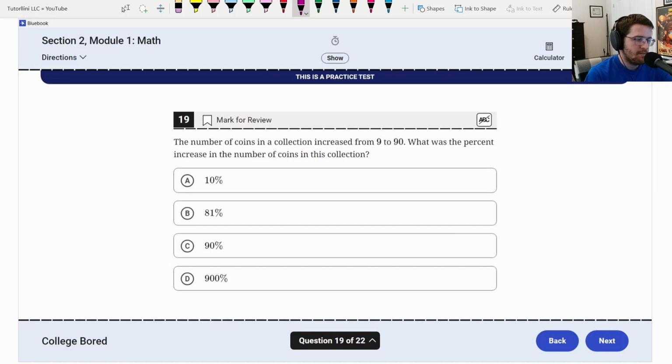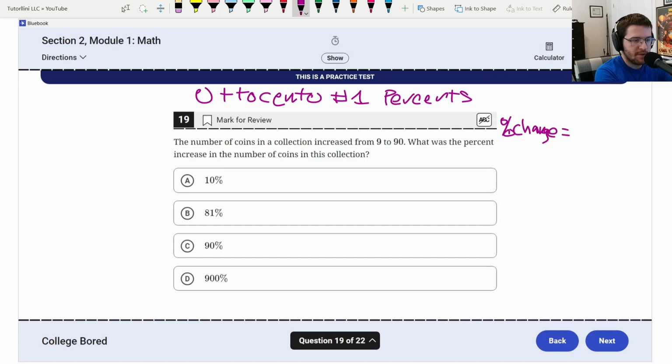Okay, question 19. So I go over this in my Ottocento number 1 on percents. I also go over it in my shorts on percents. You can check either of those out. So a really great way to find the percent change or percent increase decrease from values is to use this percent change equation. So percent change equals new minus old over old times 100.